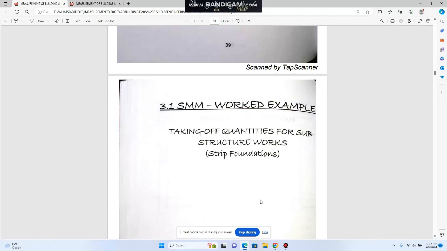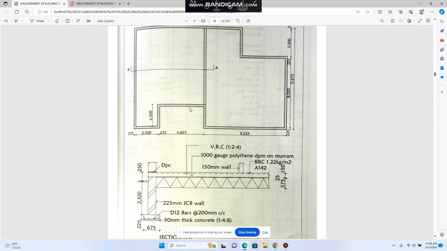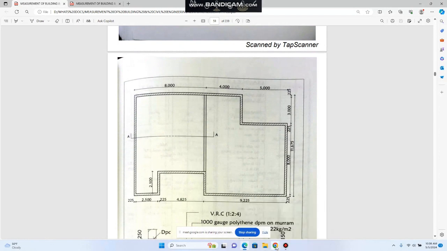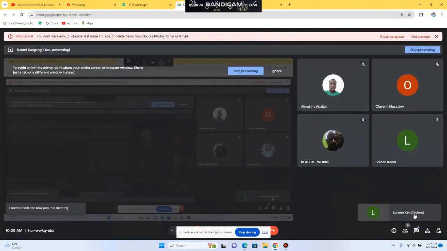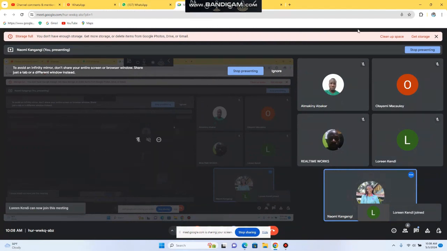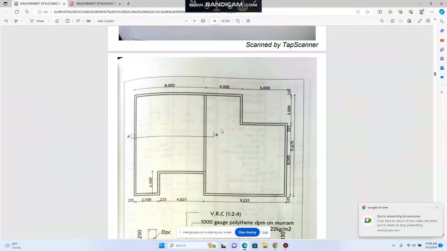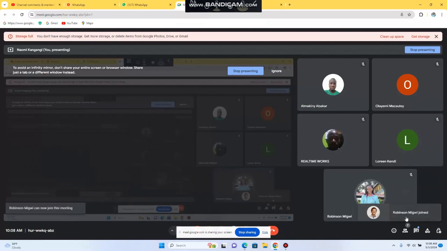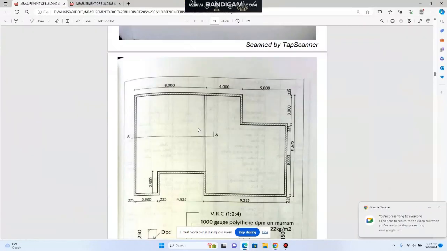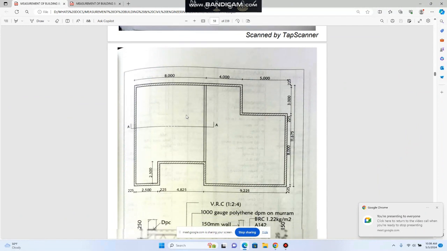And in the substructure works is the foundation. The foundation is anything below the ground. So if you could see our plan like now, this is the plan. We have the plan here.